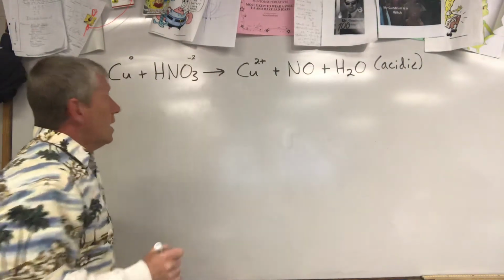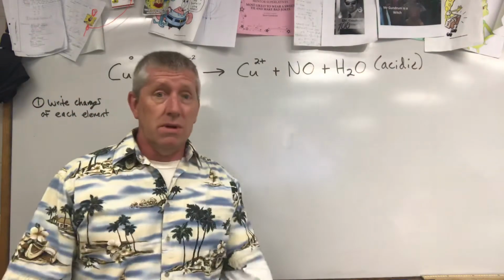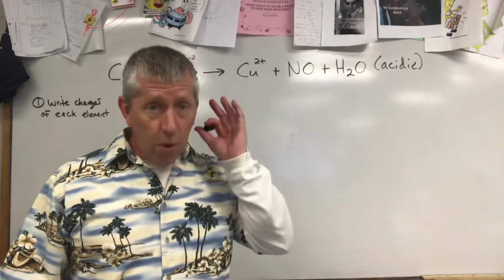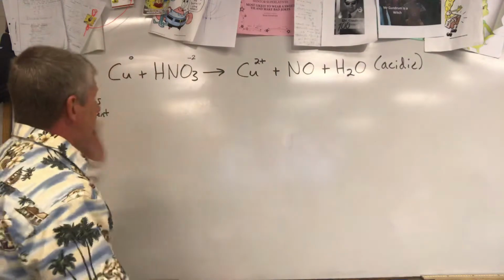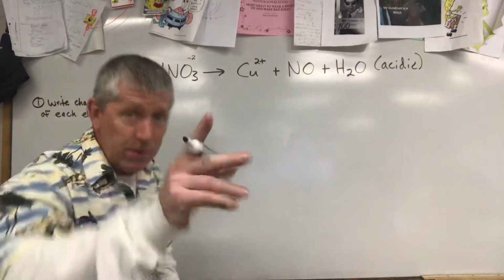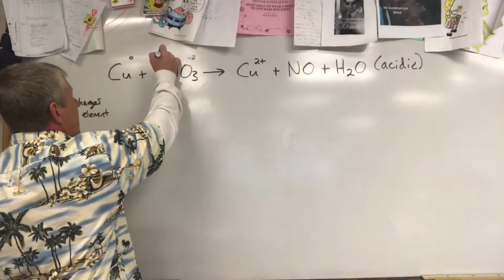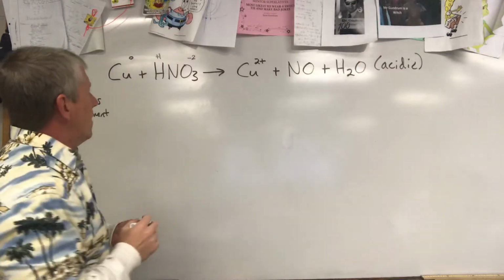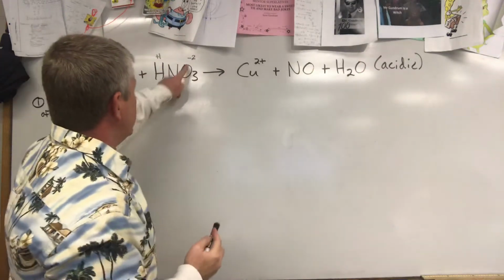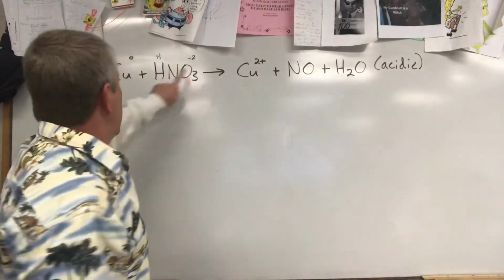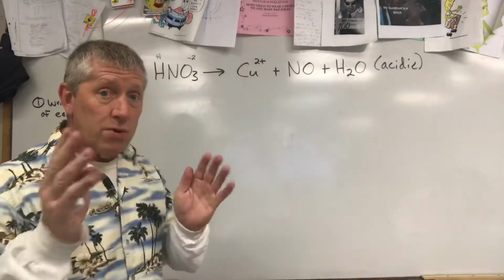Oxygen is always a -2 charge. The other thing you can count on is hydrogen. Hydrogen is going to be a +1. Count on it. So I've written the charge of the oxygen, -2. It always is. Hydrogen is always a +1. Now here's what we've got.